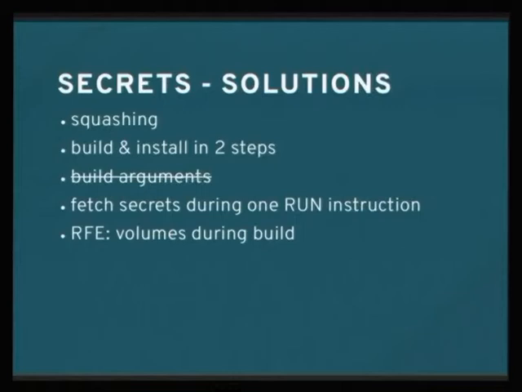Another real solution is that you can fetch the secrets within one run instruction. You can do curl, give me this SSH key, use it to clone the repo, and then remove it within one layer, so it won't be in the final image. For me, the best solution to this problem would be if we could mount some volumes during build, because that way I could put my key on the host, run the build and bind mount the key inside, use it, and the final image would not have the key. But Docker says that they don't want mounting volumes during build because, I don't know.